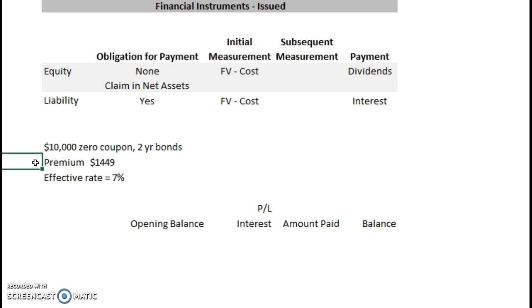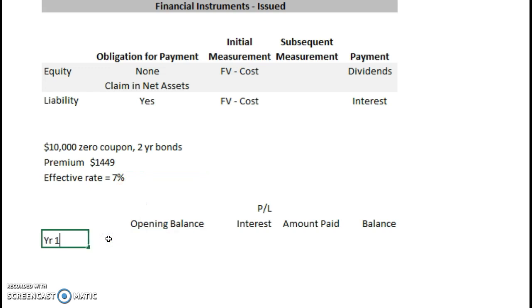And it's zero coupon, so there's no interest to pay during the period. But there's a premium at the end, which is the effective interest that you're paying the lender. And that's given at the figure of 1449. And that represents an effective interest rate of 7%. So the lender to the company is not being paid anything until the end of the period, which is 2 years. But when they do, they're giving a standard payment of 1449. So let's have a look at how that is accounted for.